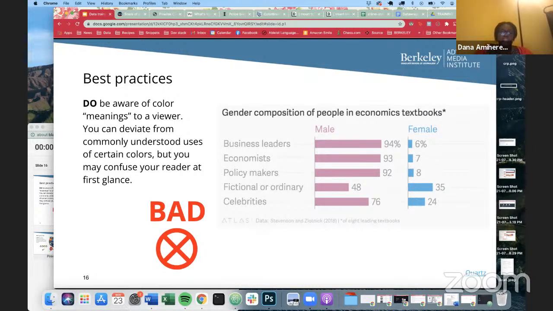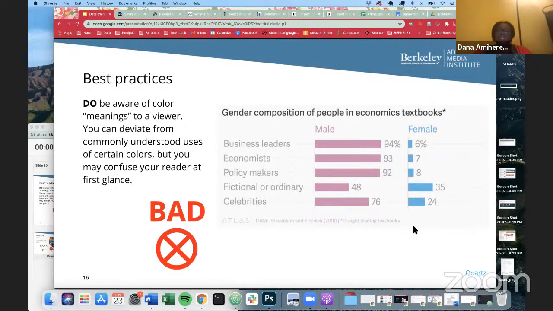So in this case, if you take a look at this chart, this is really, really bad. The reason is that they flipped the color scale that we would normally associate with male and female. Male in this case is pink and female is blue. And the reason that's so bad is not so much the colors in and of themselves, it's what we associate them with as readers, as viewers, as an audience.